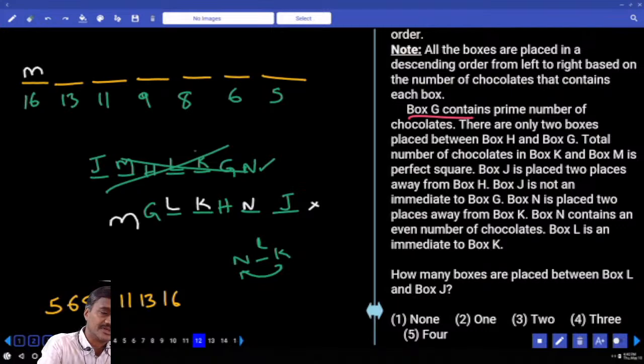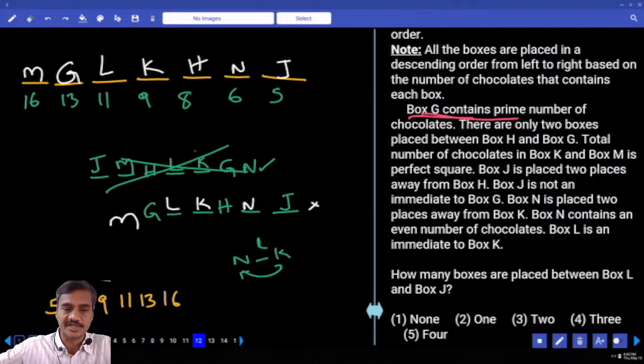Then you put M, G, L, K, H, N, J. Then check here. G contains a prime number. G is 13, a prime number. And K plus M is a perfect square. K is 9, M is 16, 25 is a perfect square. N contains an even number. N contains 6, it is an even number. Now this is the perfect arrangement. Now this is about question numbers 12 to 15.